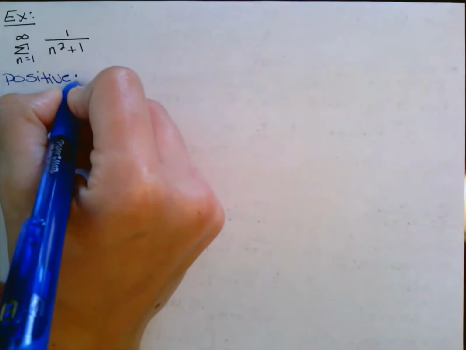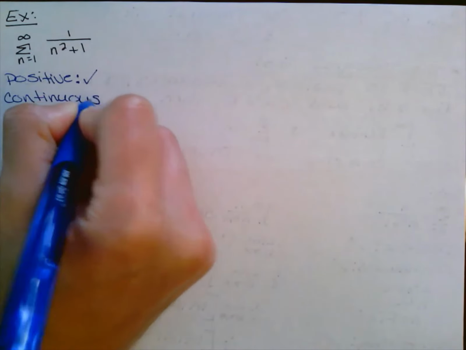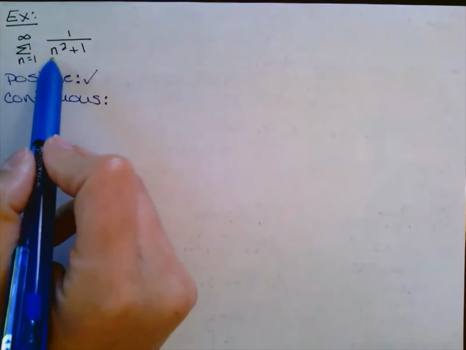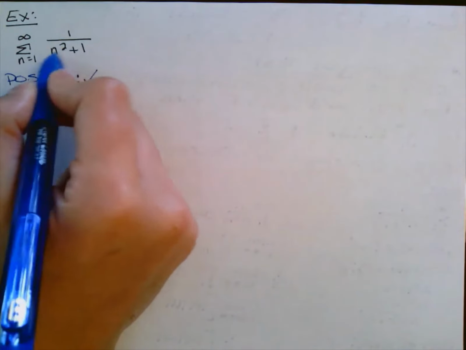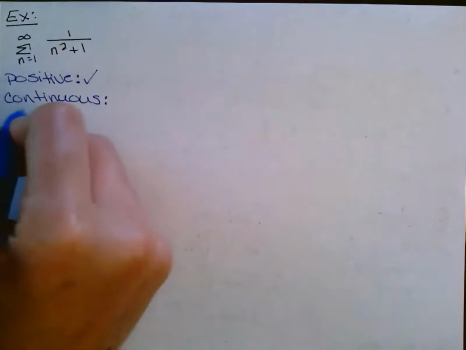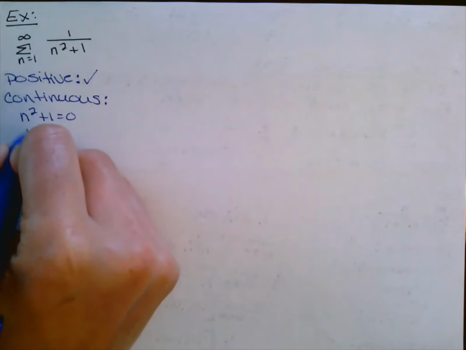Now, hopefully you see, no negative sign up there, so you are good. Is it continuous? Hopefully you start getting good at that. If you see an n squared plus 1, anytime this is a squared and a plus, this is always going to be positive. I can never get a negative there. But if we are doing an FRQ, we want to show our work of setting that denominator equal to 0.